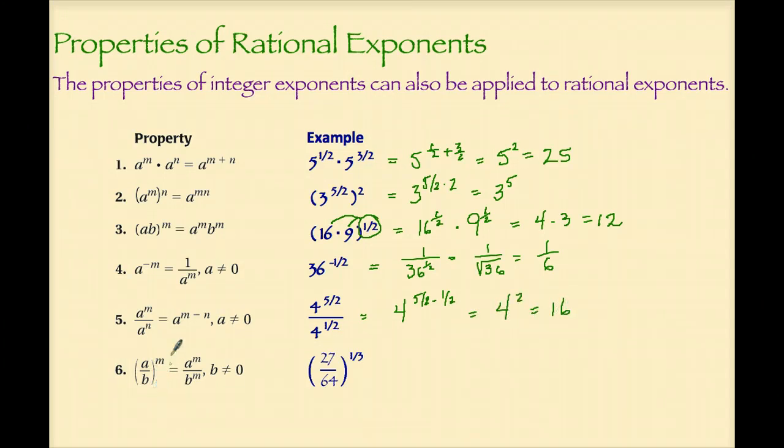And here's the last property. A fraction raised to an exponent says that we can apply that exponent to both the numerator and denominator of the fraction. So that's what we're going to do here and here. This is going to become 27 to the 1/3 power over 64 to the 1/3 power. Now we need to remember that what this actually means is the cubed root of 27 over the cubed root of 64. So this reduces to 3/4.